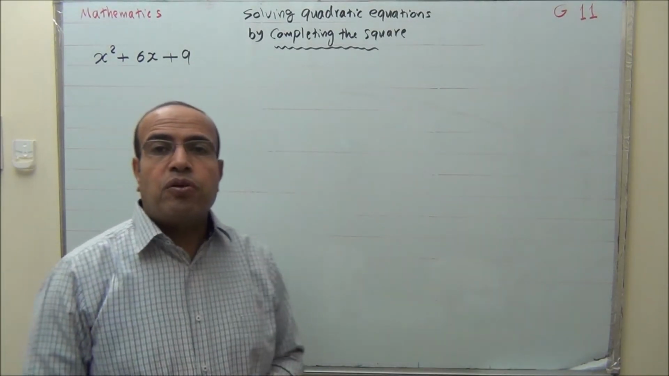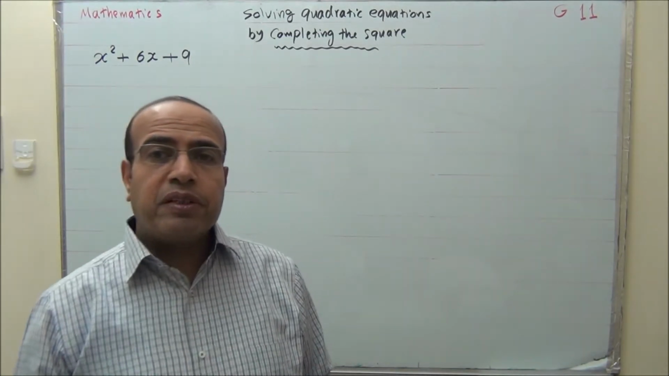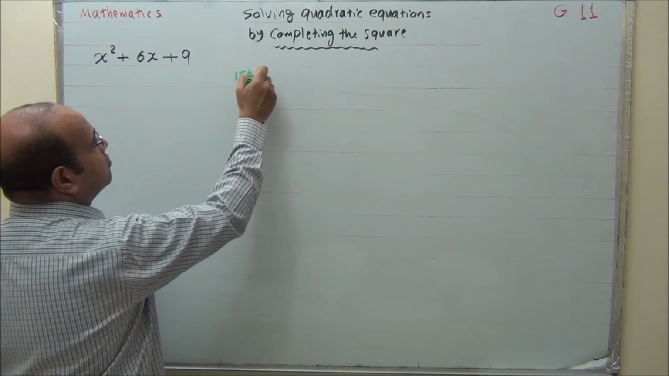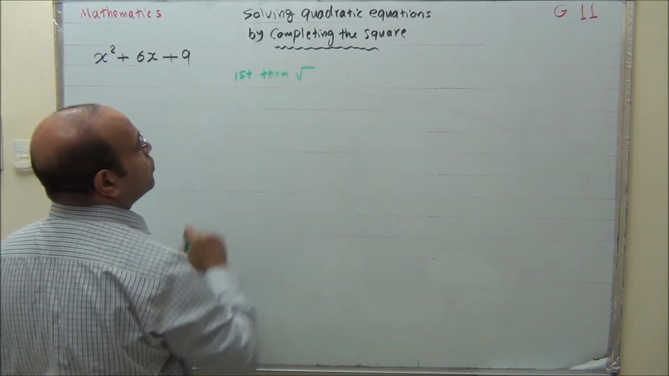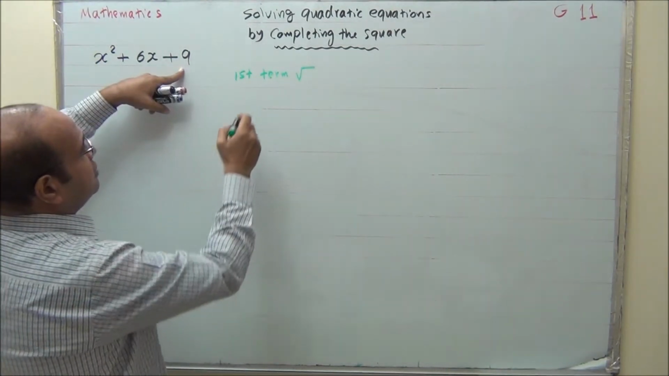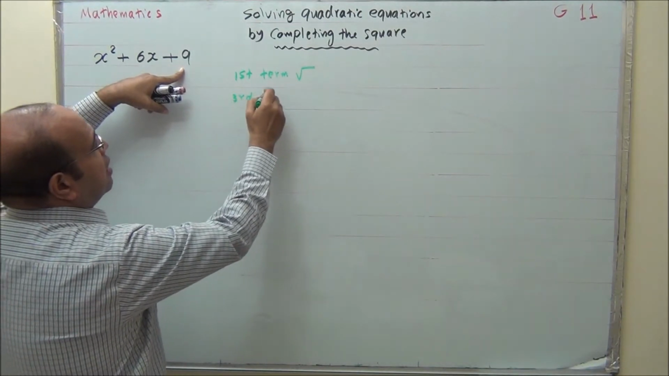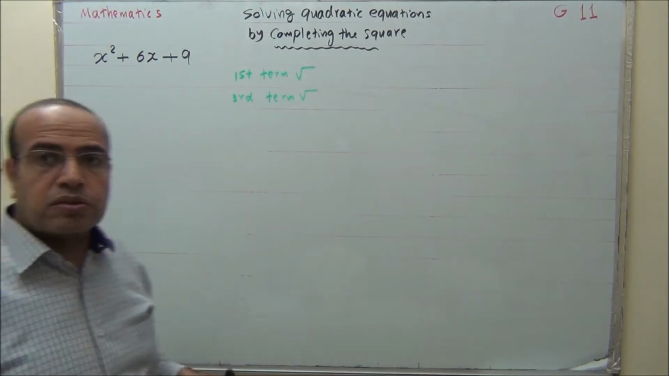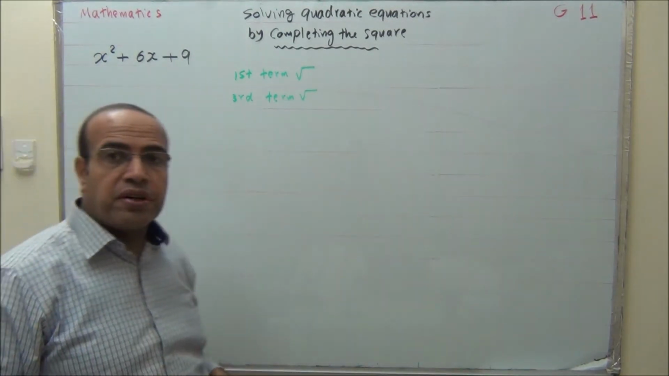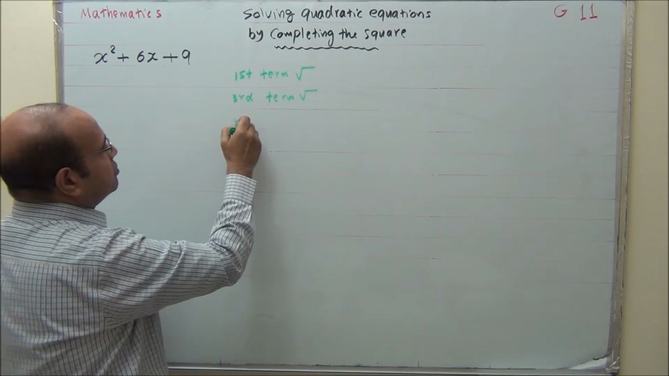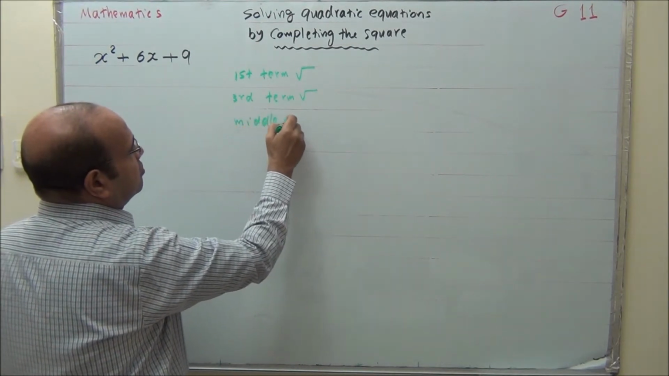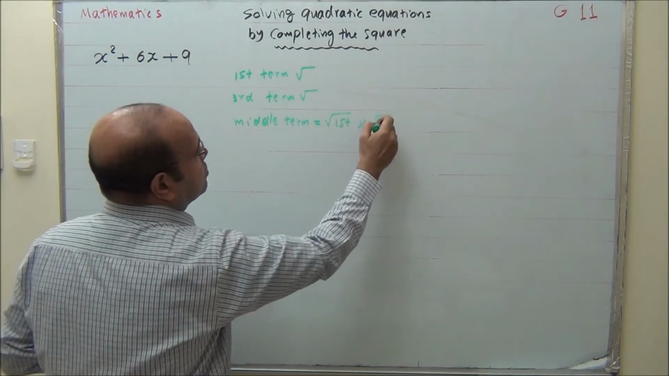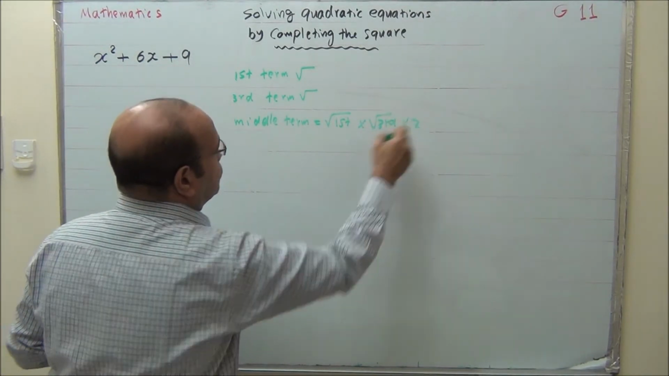This expression is called a perfect square. The perfect square has three rules. The first term has a square root. The last term, or the third term, has a square root. Look, the square root of x squared is x, the square root of 9 is 3. The middle term equals the square root of the first times the square root of the third times 2.